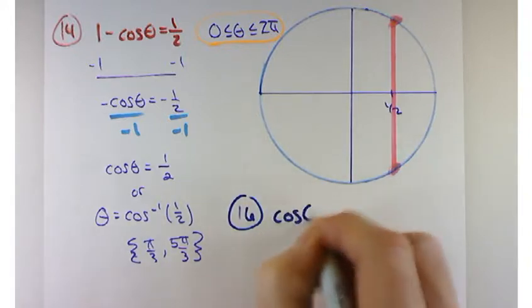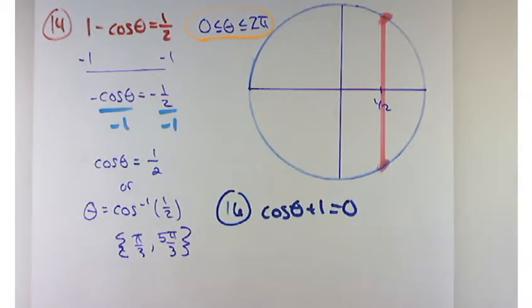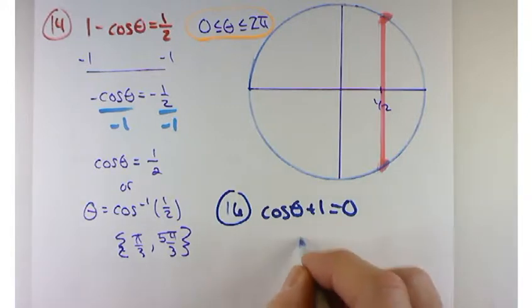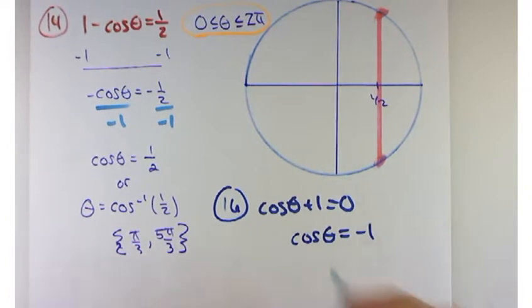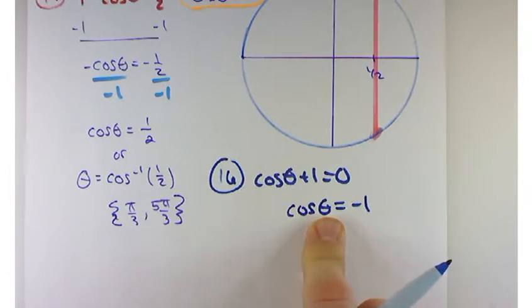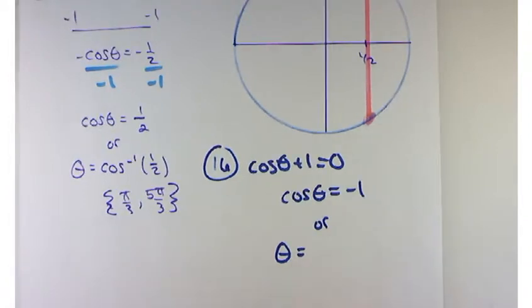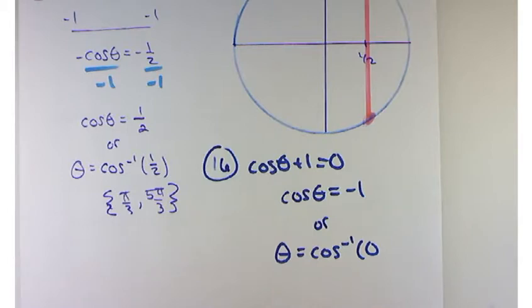Cosine of theta plus 1 equals 0. This one should actually be a little bit easier. You don't have to do too much work to solve for theta. I get cosine of theta equals -1. What's an equivalent expression to cosine of theta equals -1? Anyone? Theta equals inverse cosine of -1.